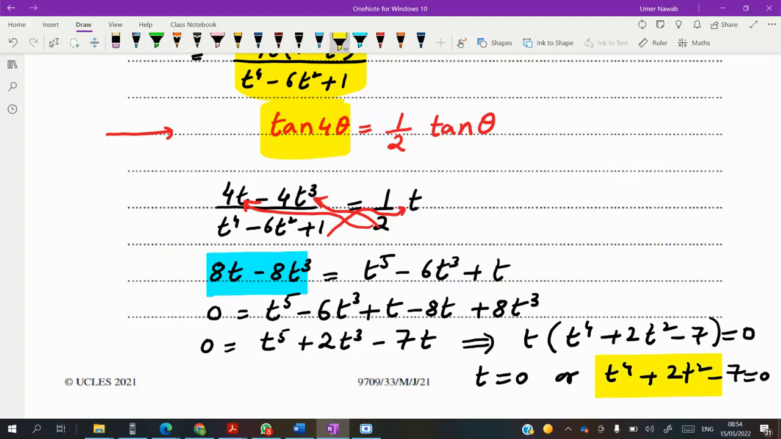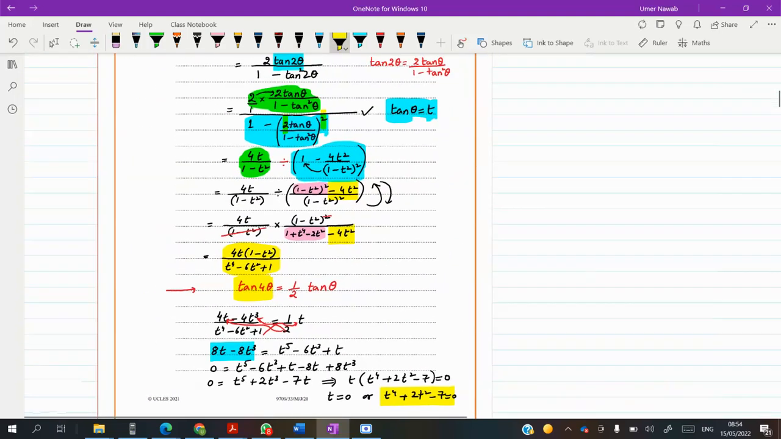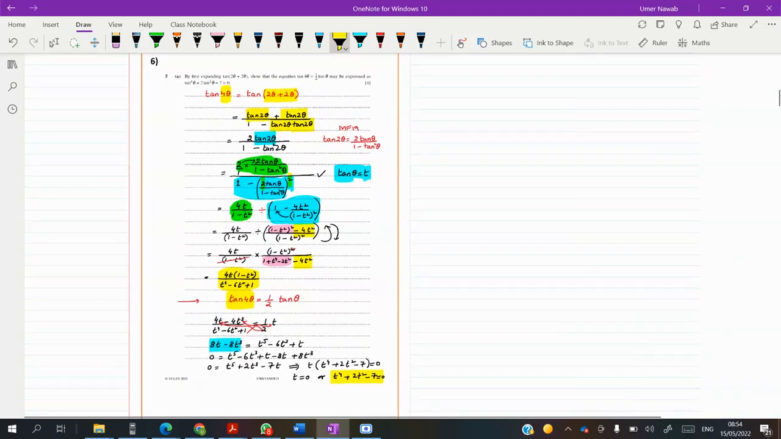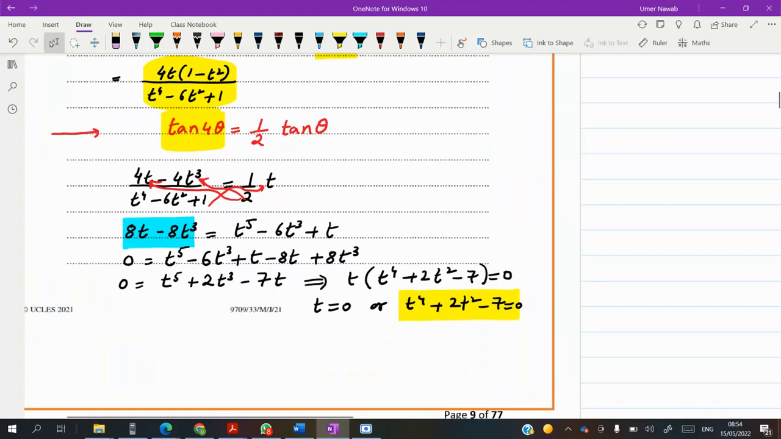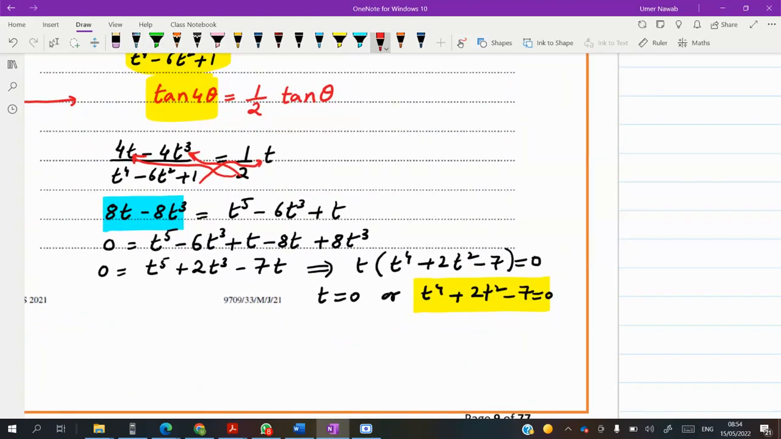Check that. Is this the equation we wanted to get? tan 4 theta plus 2 tan squared theta minus 7. Yes, we are absolutely right. We need to convert it back. It is tan 4 theta plus 2 tan squared theta minus 7 is equal to 0.